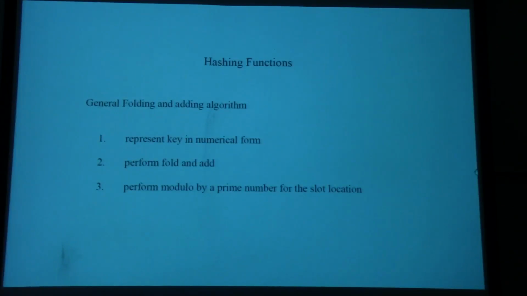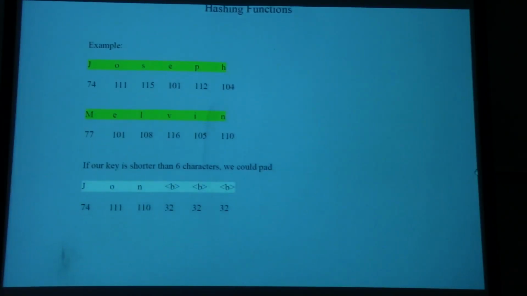Okay, so these are going to be some algorithms for how to produce hashing functions. This is called the general folding and adding algorithm. These are very, very simple. So let's say you have Joseph and Melvin, right? Notice what we can do. What are these? These are just ASCII values, right? And then we have John here. In this case, we have some blanks, and we can use a 32 here for blanks. Or perhaps we just start using the last name. These 32s are not very good because if a lot of people have 32s, they're going to create a lot of sameness towards the tail end.